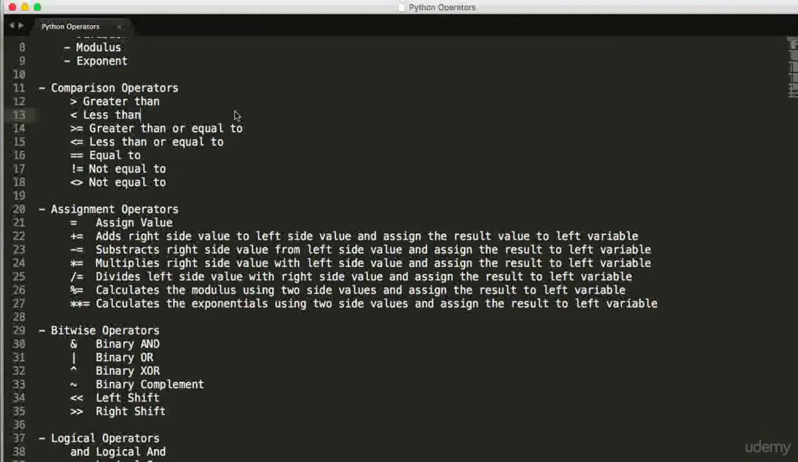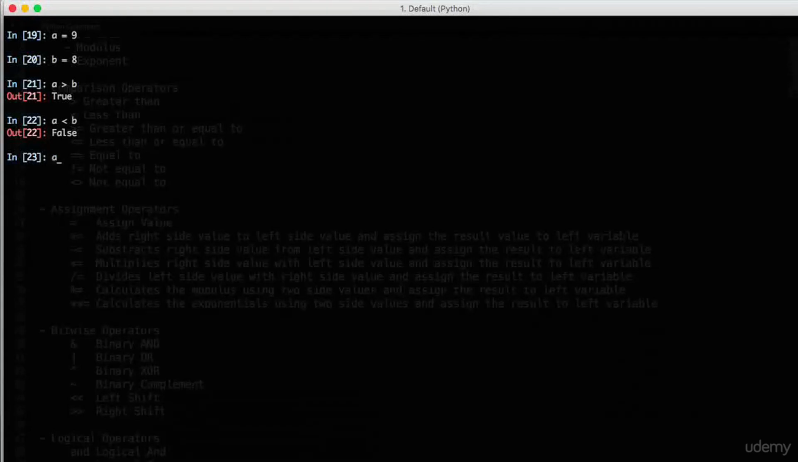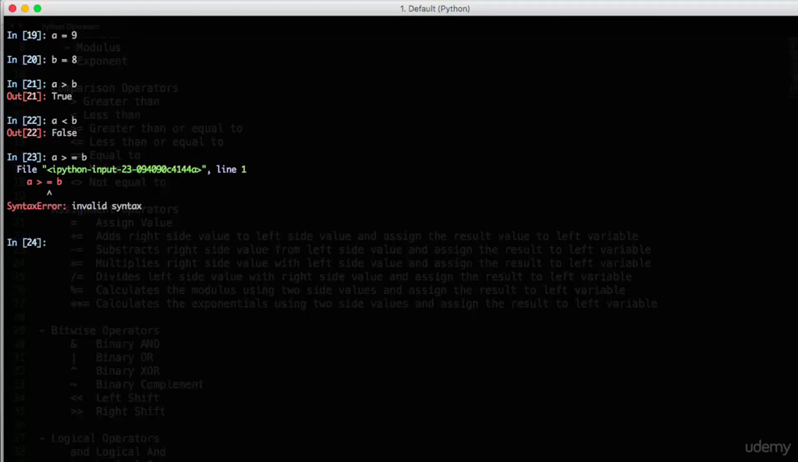Now let's check greater than or equal to. A is greater than or equal to B. I'm sorry, we shouldn't give any space between those operators. Yes, less than or equal to B. Of course it is false.